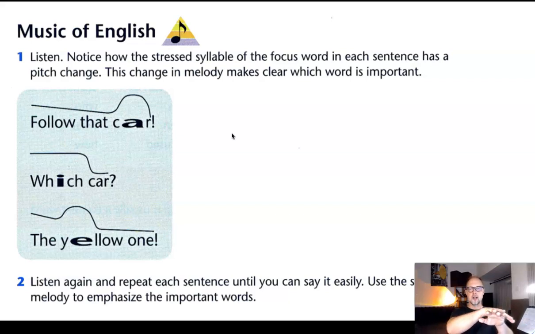Follow that car. Which car? The yellow one. Right, so here the important word is car, so it's going to be car, follow that car. Here the important word is which car? And here the important word is yellow, because it's kind of new information. The yellow one, just the voice has to go up and down on these important words.